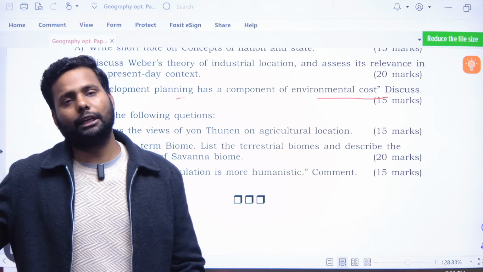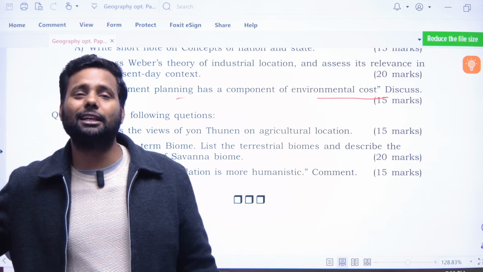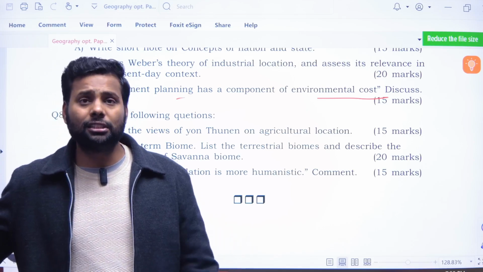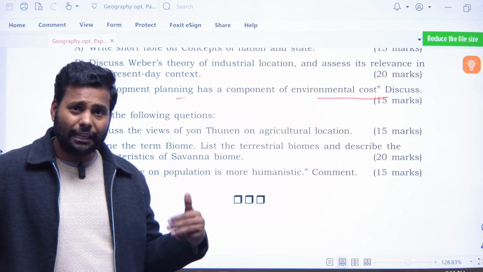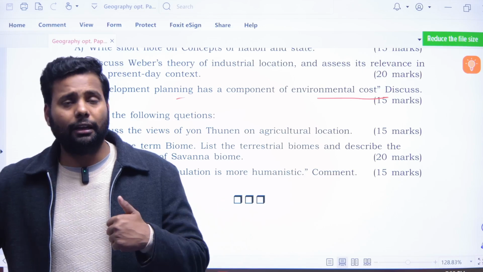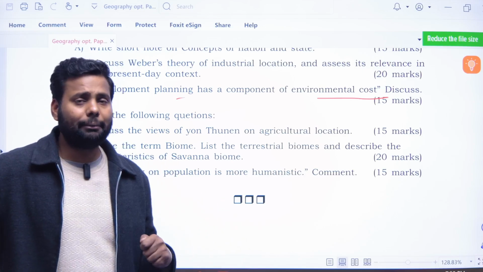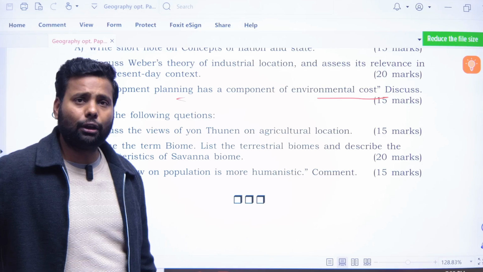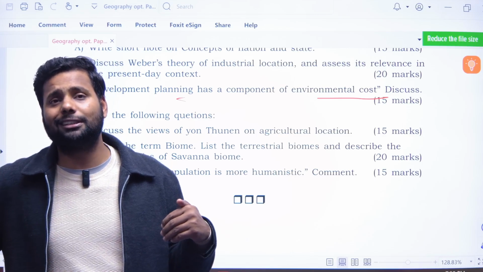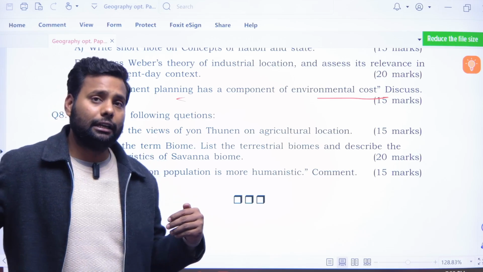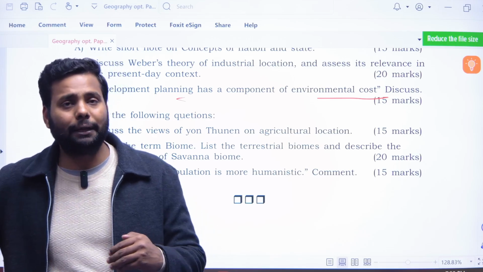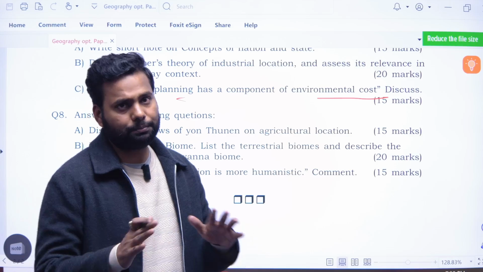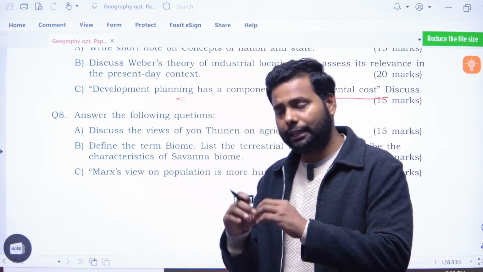Yes, we all know that with urbanization and industrialization there is a lot of environmental degradation, a lot of environmental destruction, a lot of unscientific environmental exploitation, so we can say that development planning has a component of environmental cost. But nowadays we are moving towards sustainable development. We are developing smart cities, we are developing industrial corridors along with green belts. So you have to manage all these things in this manner.